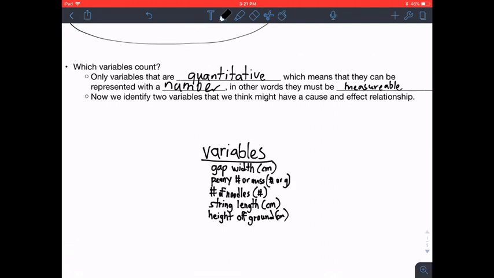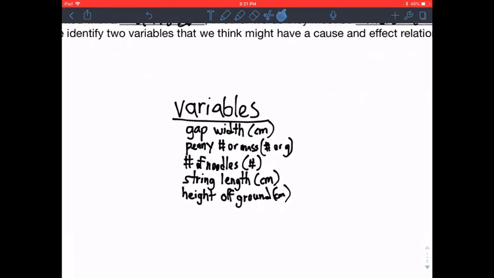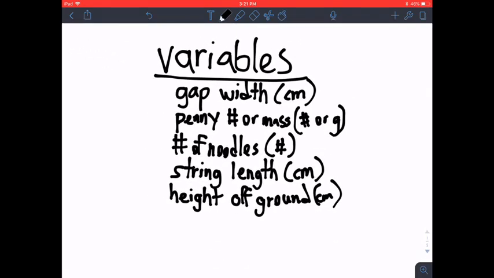However, we could imagine a situation where we had another variable, something like, this doesn't work for this experiment, but something like happiness.